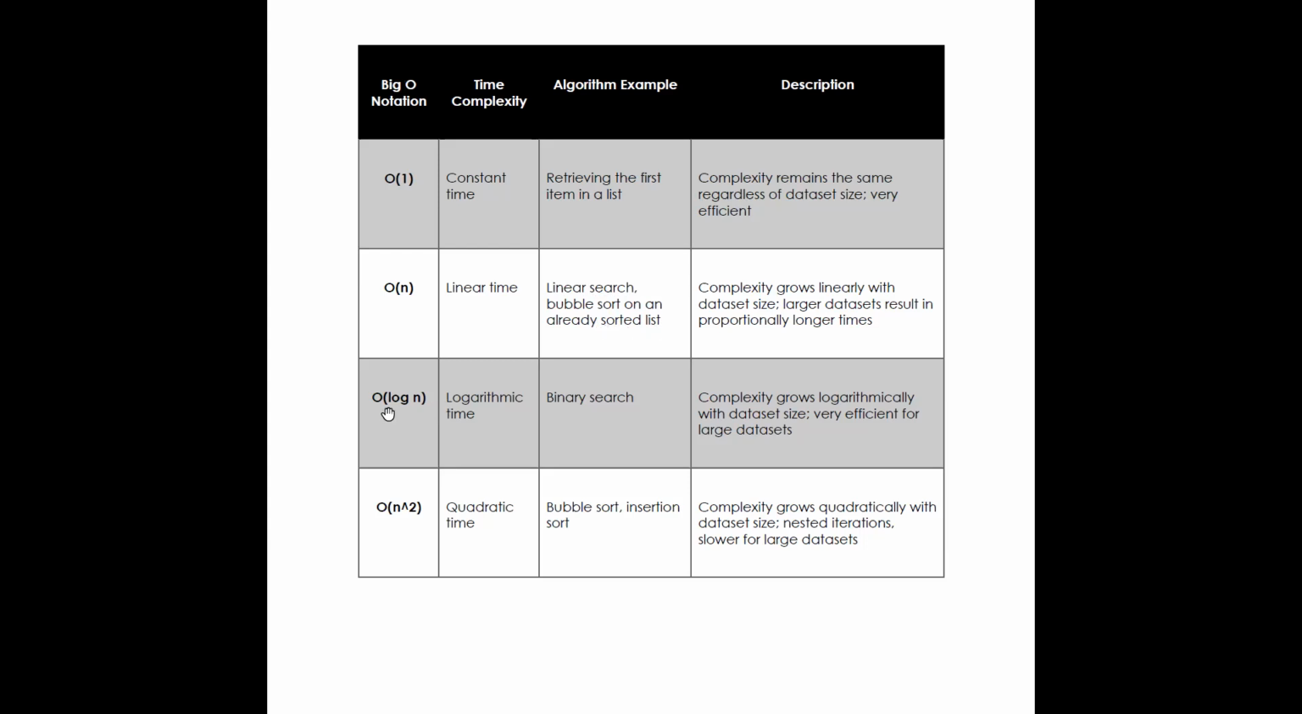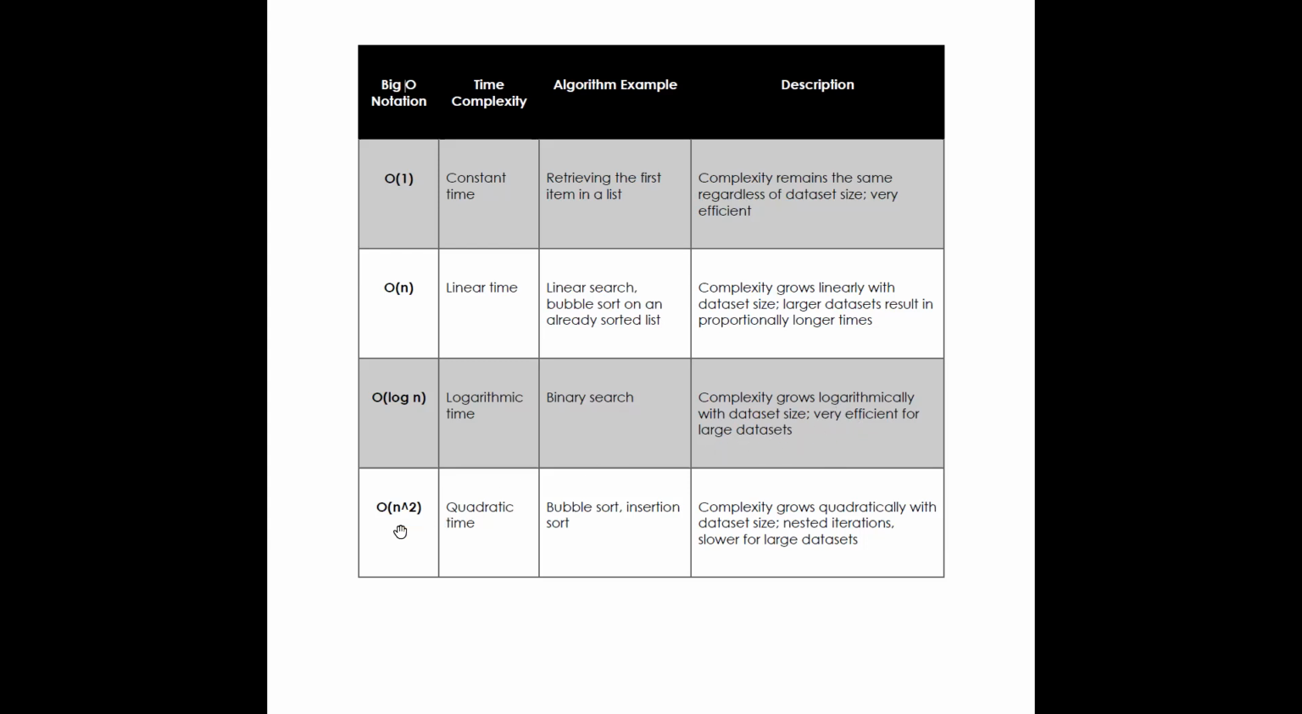O of log n, logarithmic time complexity. The algorithm's complexity grows logarithmically with the dataset size. In these cases, each comparison reduces the dataset significantly. Let's consider binary search. If the list size doubles, the search time increases only by one additional comparison. So, if a binary search takes 10 comparisons to search through a list of 1024 items, it would take only 11 comparisons to search through a list of 2048 items. This type of algorithm is very efficient for large data sets.